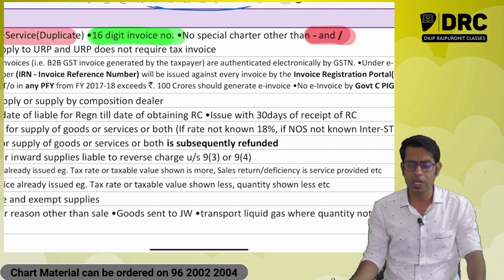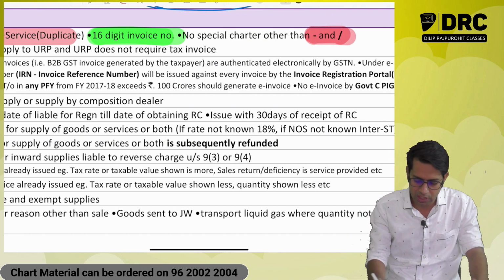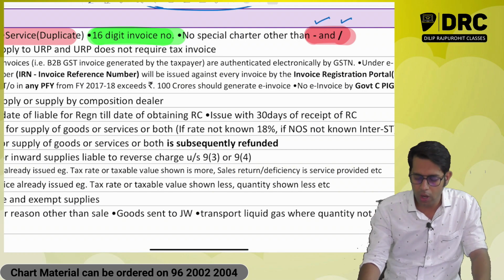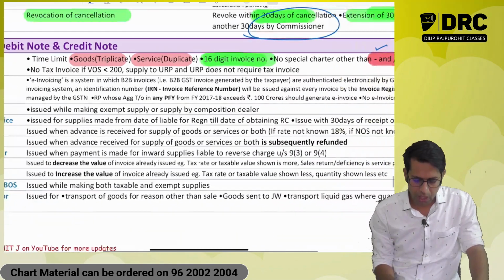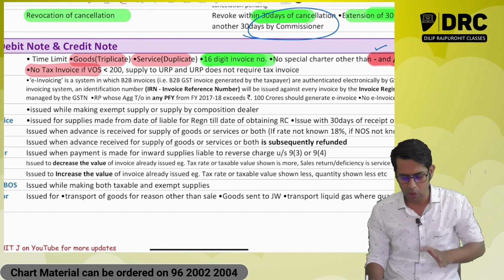You can have only 2 types of special characteristics. If you want to include any special characteristics, only 2 types are allowed, which is hyphen or /.